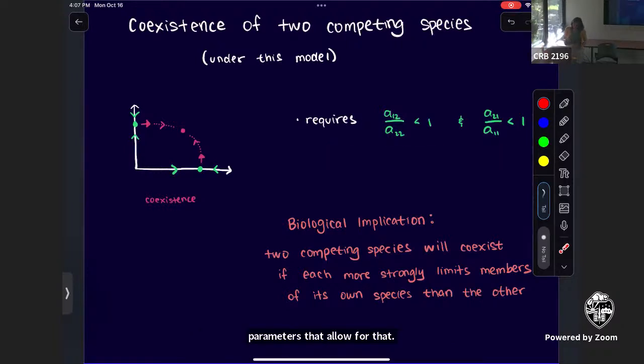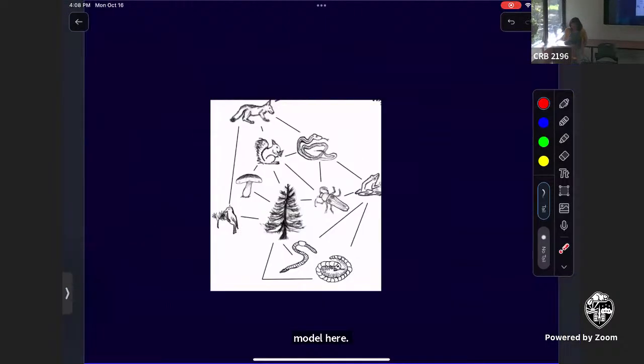And this is the condition on the parameters, which has a nice biological interpretation here. It says that 2 competing species will coexist if each more strongly limits members of its own species than the other species. So this is a mechanism of coexistence from classical theory. And I highlight that this is a conclusion just under this model here. So this is 2 species. Of course, species rarely are just 2 species. They live in more complex communities.